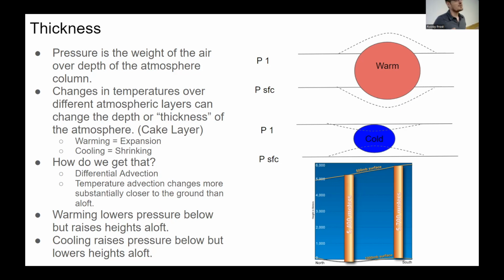So this will be really important, how we generate surface lows, what we do to our troughs and ridges in the upper atmosphere too. So again, at the bottom there, warming aloft lowers pressure below that warming, but it actually raises pressure above it because you're lifting that pressure surface. Differential cooling aloft causes rising pressure below, but lowering of the pressure or heights aloft.